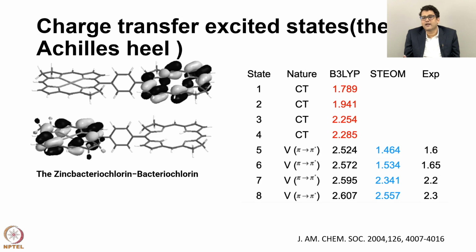Now, the CAM-B3LYP functional, because it has a long range correction, generally does not give these spurious charge transfer states. For a charge transfer state, it is going to give quite accurate results. So, now we are going to go to an example where we will see an actual charge transfer state, not a spurious charge transfer state.